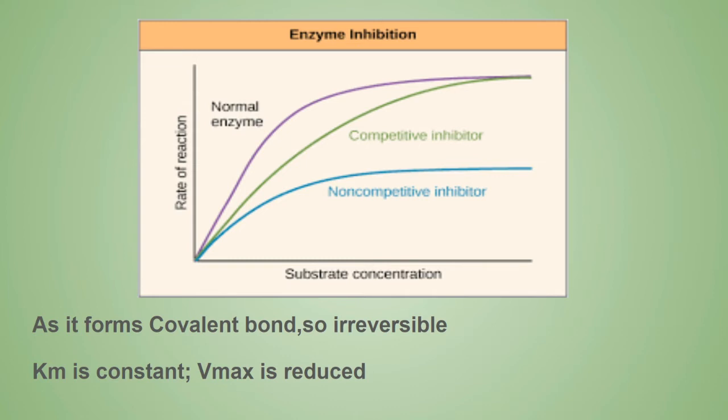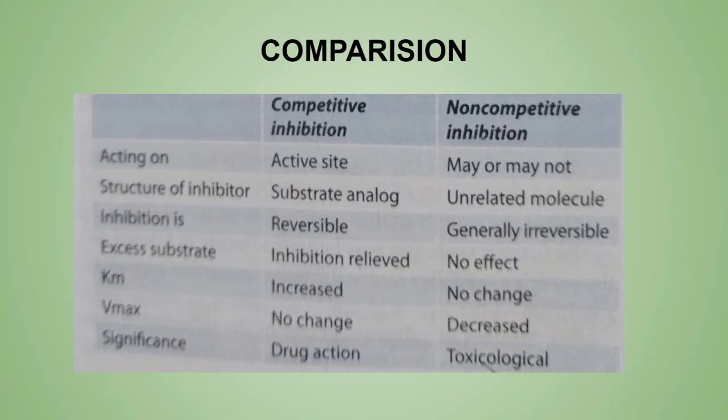Because the inhibitor actually combines with the enzyme by forming a covalent bond, the reaction becomes irreversible. The Vmax is reduced but the Km value is constant or unchanged. Why? Because the remaining enzyme molecules have the same affinity for the substrate. Now this is the comparison between the competitive and the non-competitive inhibition.